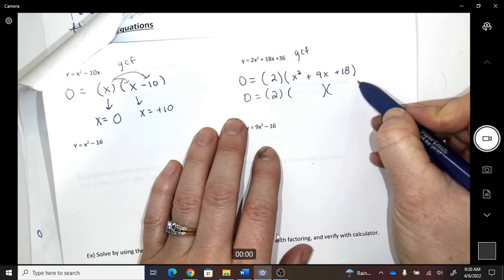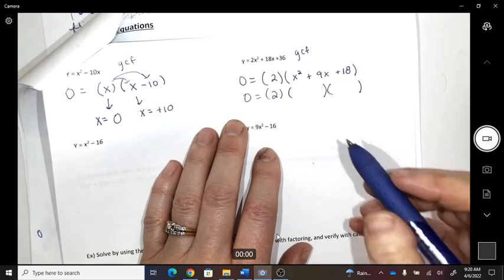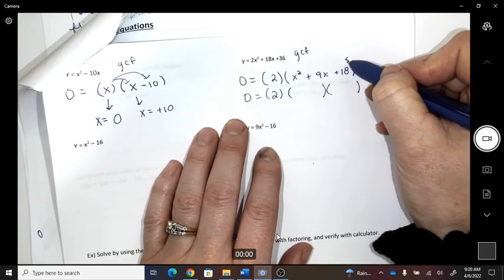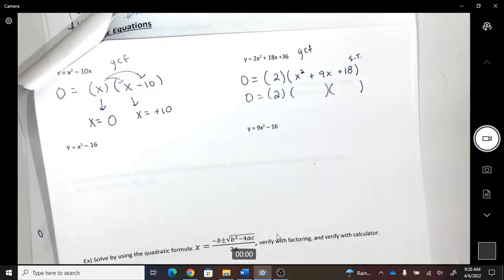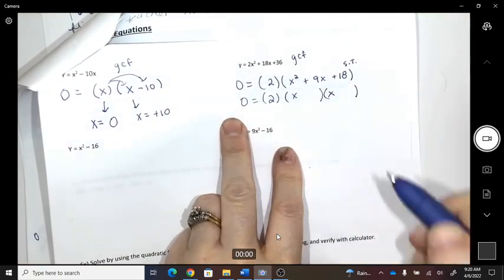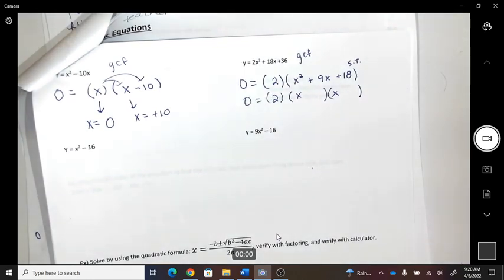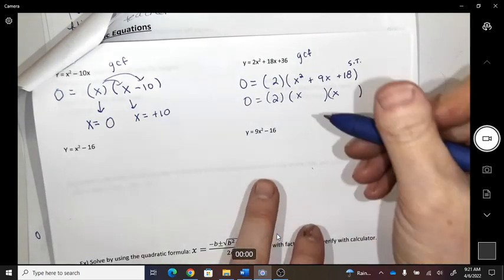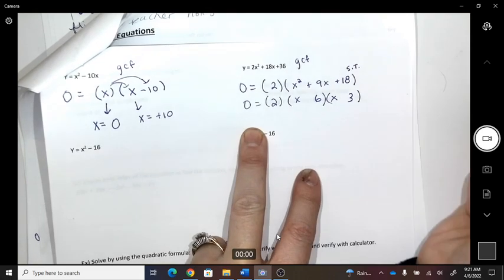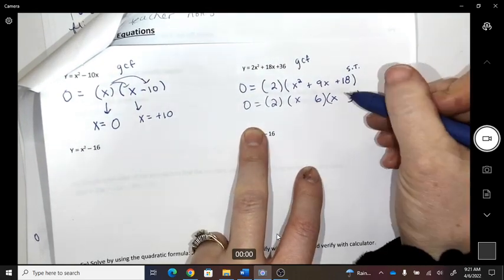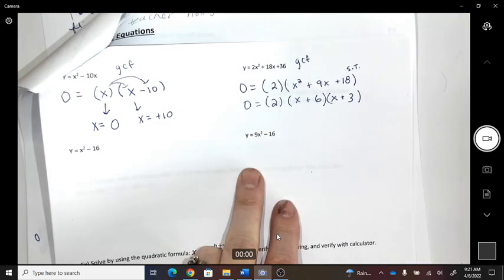Okay, I see something else. This is a simple trinomial now, because it starts with a 1x squared. Okay, so x times x, and then the rule is what multiplies to 18 and adds to 9. Two things that multiply to 18. 6 times 3, and it has to be plus.